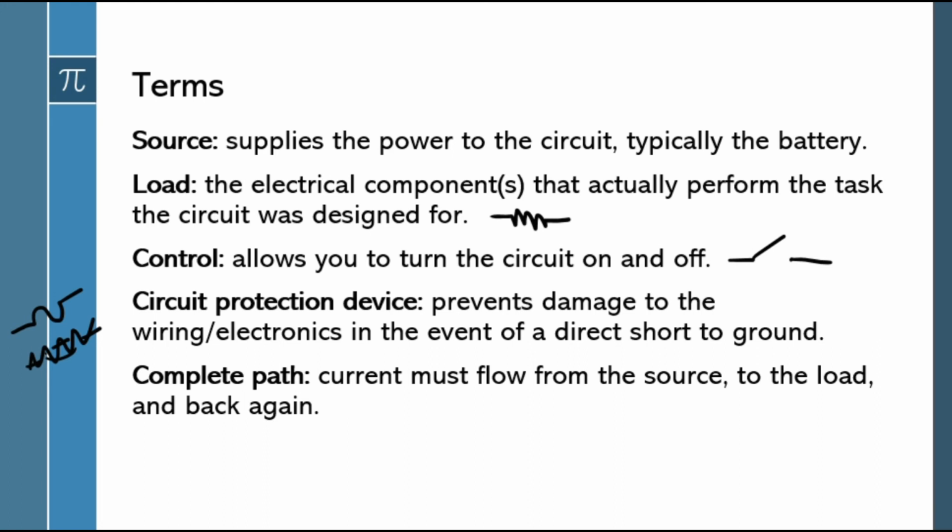And a complete path just means that the current is able to flow from your source through the load and back through. Instead of drawing it all the way around, we often draw the grounds like that, which means it's just going to take you right back up to that source.